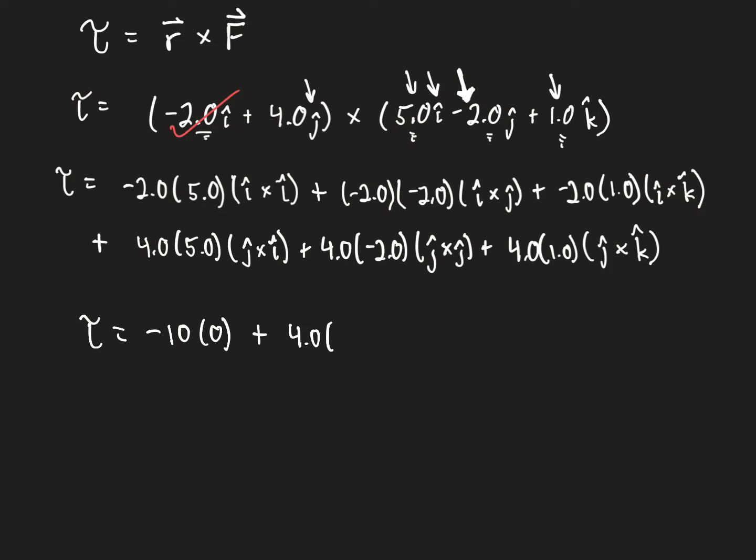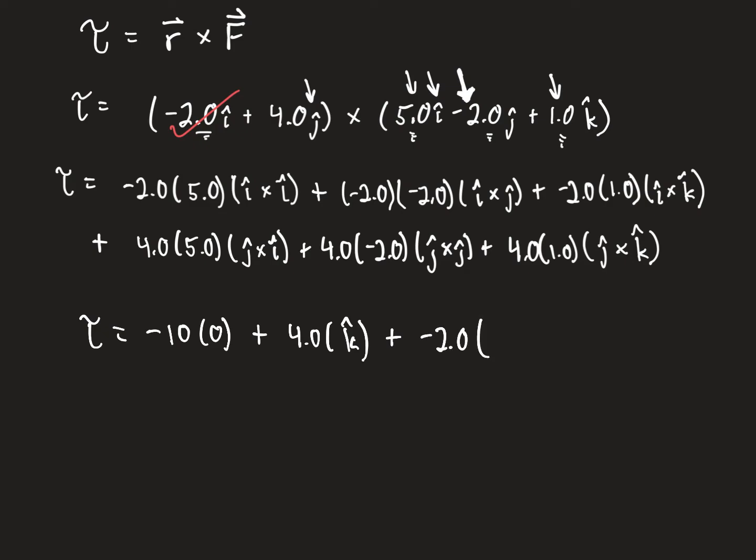So I bend my fingers. They're pointing up. What direction is my thumb going? Out. And what direction is out? That's K hat. So we have I cross J gives me K hat. Plus negative 2 times 1 gives me negative 2.0.